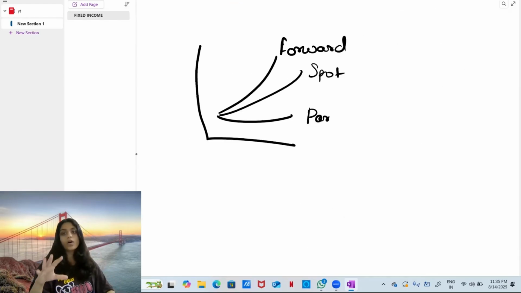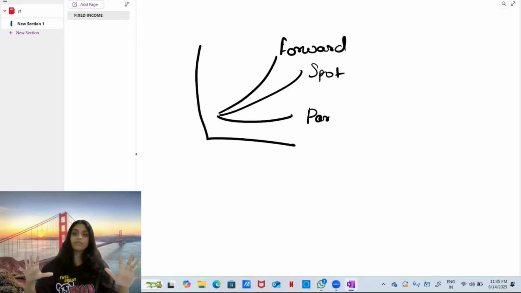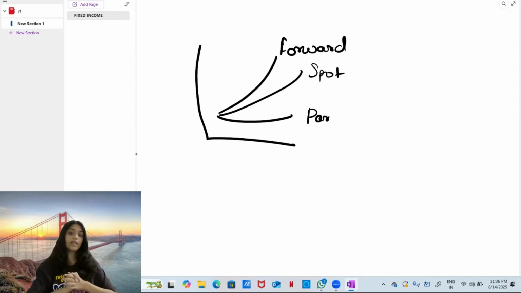This is how the spot rate, forward rate and par rate curves look together in one graph. The spot rate will always be in the middle, while the forward rate will be higher than both, and the par rate will be the lowest of the three.